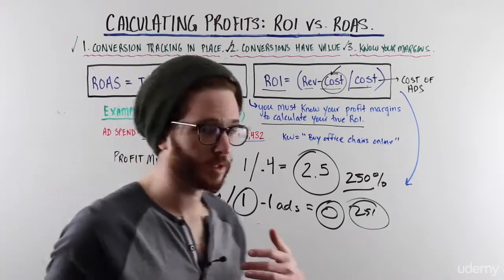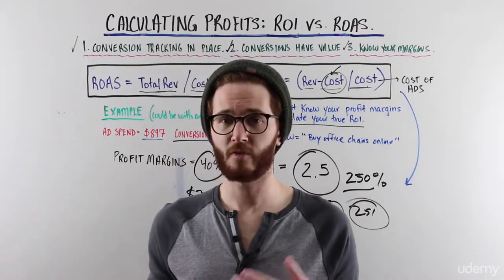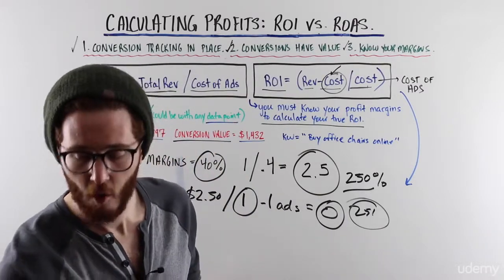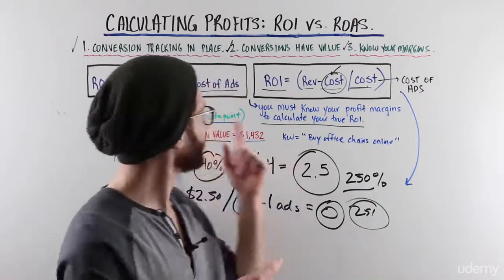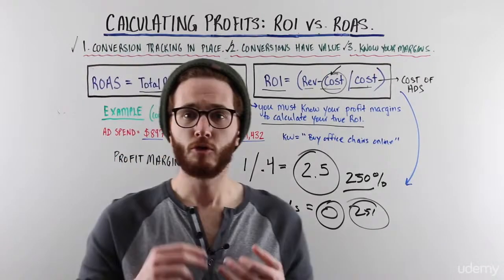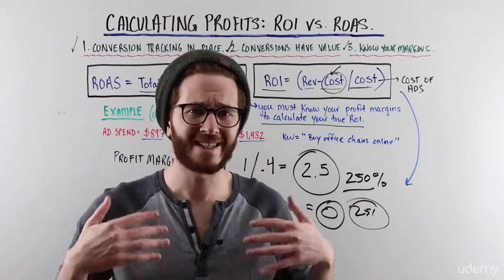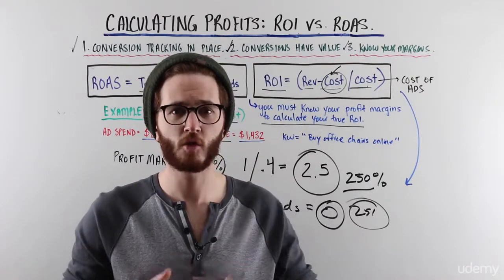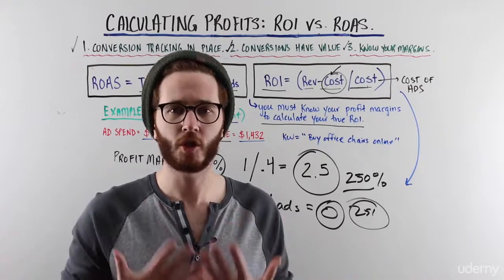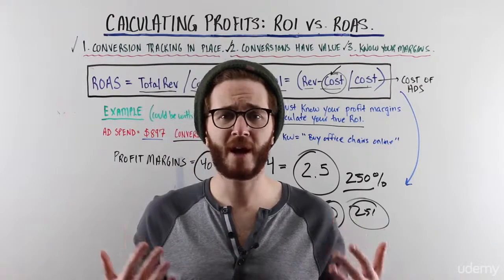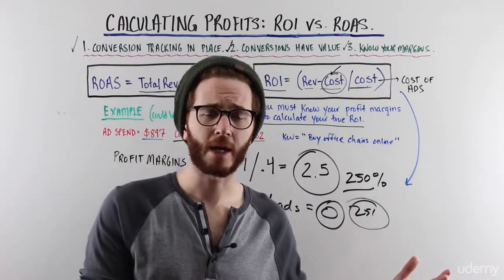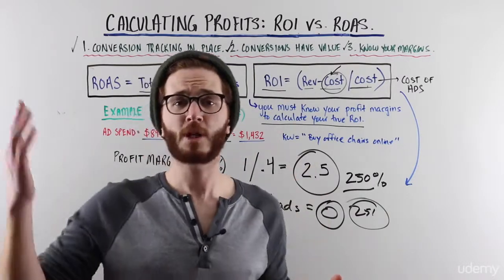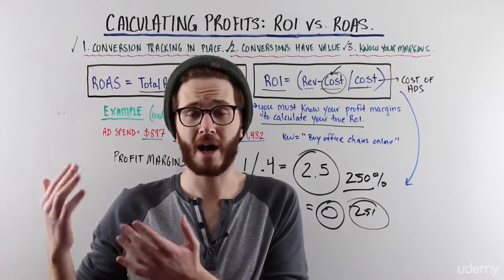This introduction to ROI and ROAS is crucial to help you start understanding how to calculate your profits. Once you're tracking conversions and you have your conversion values in place and you know your margins, you can intelligently calculate how successful your AdWords campaigns are. This is when you really begin to get a sense of how you're doing and where you could improve in the account. You'll be able to find certain keywords have a really low ROI. Certain keywords have a really good ROI, even though the costs per click might be much more expensive for the higher ROI keywords.